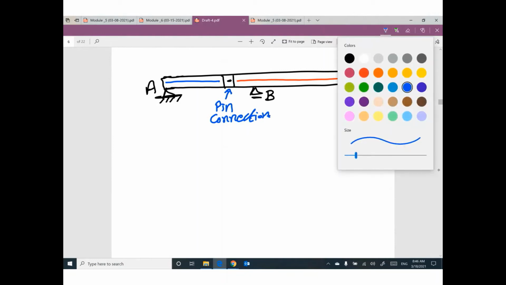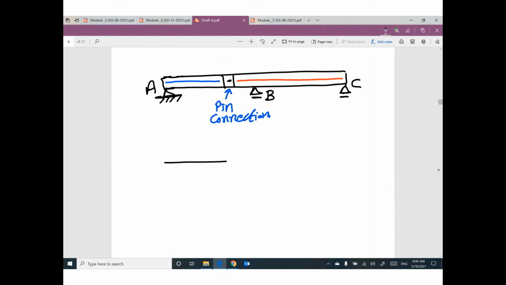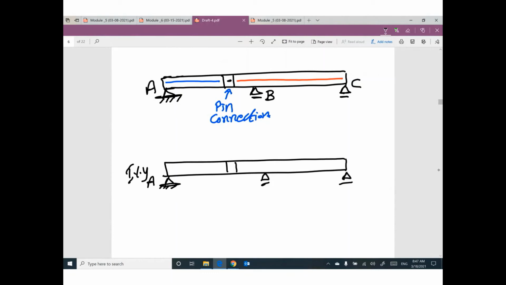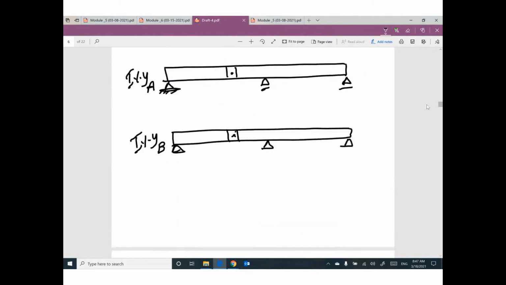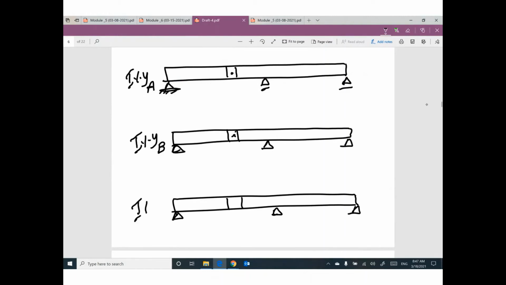If you decided to draw influence line for reaction YA, what will happen? Influence line for reaction YB, what will happen? Influence line for reaction YC, what will happen? I know this problem is very easy. It's not my target, but let me explain it first.